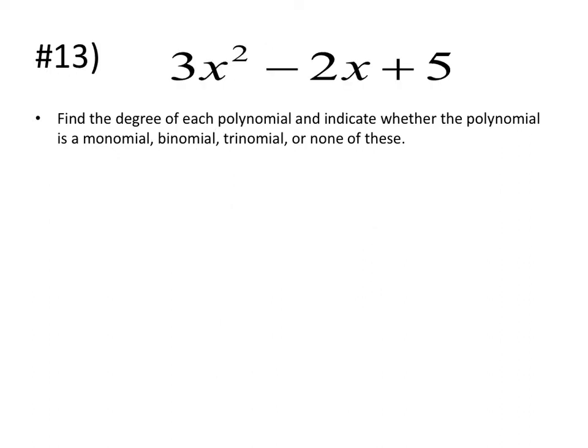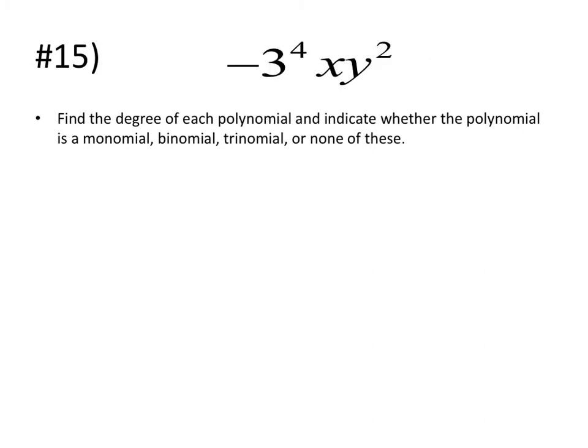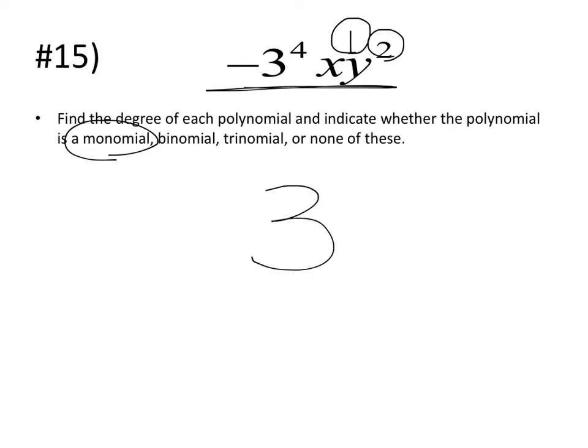Okay, here we've got 1, 2, 3 terms. So it's going to be a trinomial with degree of 2. Because our highest, this term here has a degree of 2. This term here has a degree of 1. And this term here has a degree of 0. So the highest one is 2. Okay. Here we have just one term because there's no plus or minuses separating anything. So this is a monomial with a degree of 1 plus 2, because remember, we're just looking at the variables. So it's a monomial with a degree of 3.